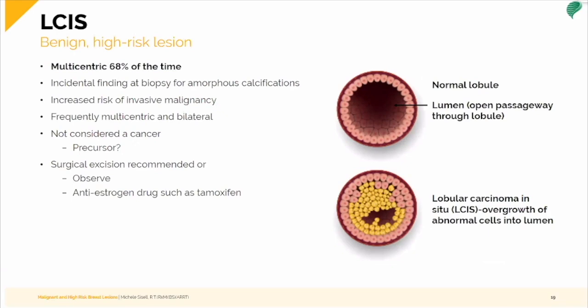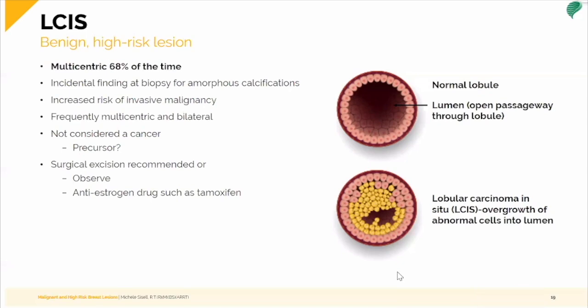LCIS is typically an incidental finding. Amorphous calcifications are usually the target of the biopsy. A pathology report of LCIS means the patient has an increased risk of invasive malignancies in the future. LCIS is frequently found to be multicentric, which we'll talk a little bit about, or in more than one quadrant, and it can be bilateral. It is not a cancer diagnosis again, but many feel it could be a precursor to an invasive diagnosis. So again, surgical removal is recommended.